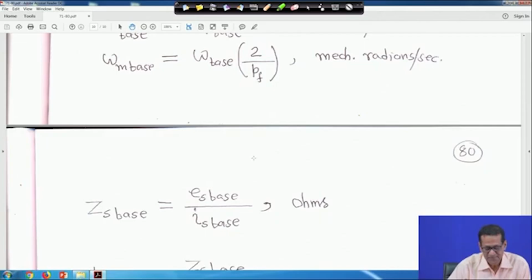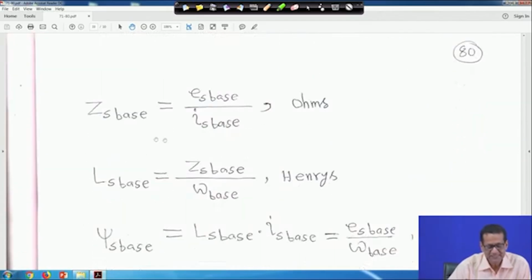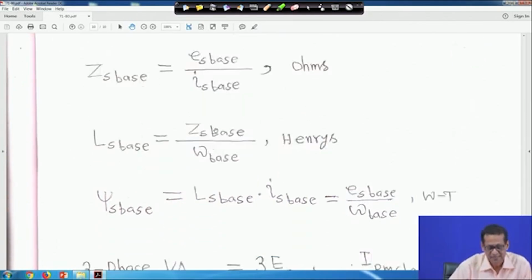Now, Zs base will be Es base upon Is base. Basically Z is equal to V by I, you know. So Zs base is equal to Es base upon Is base. This is in ohms. Now Ls base will be Zs base upon omega base, in henrys.